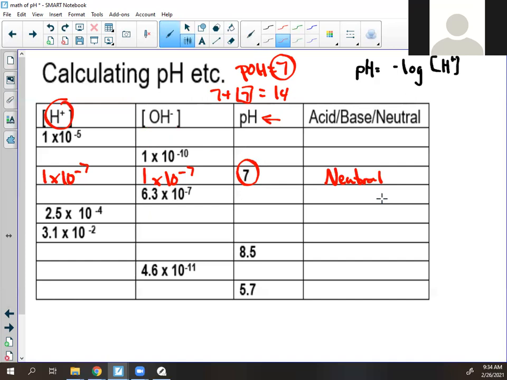Okay. Let's do one more. One more. I'll scribble this out and put 1 times 10 to the negative 3 right here. See if you can do these other 3 blanks quick.